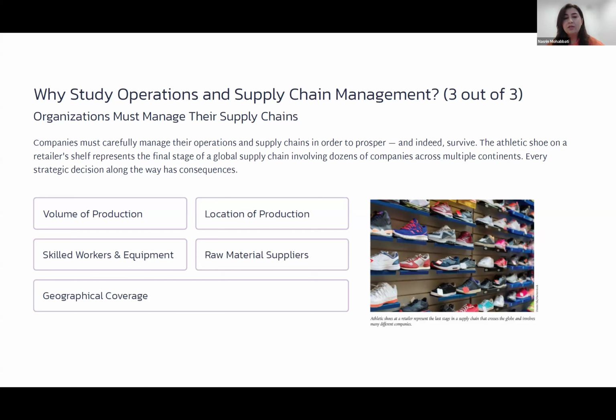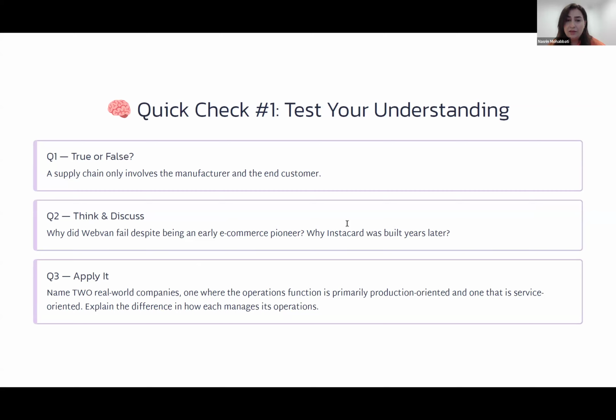So, let me stop here. I have three quick questions just to test what you learned so far in this chapter. Please pause here, review the questions, and think about the answers. First question. Is it true or false? A supply chain only involves the manufacturer and the end users. Is that correct or not?